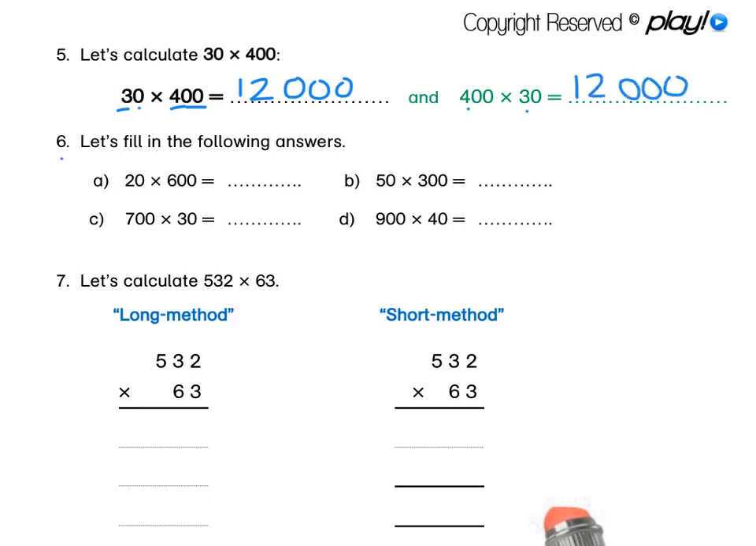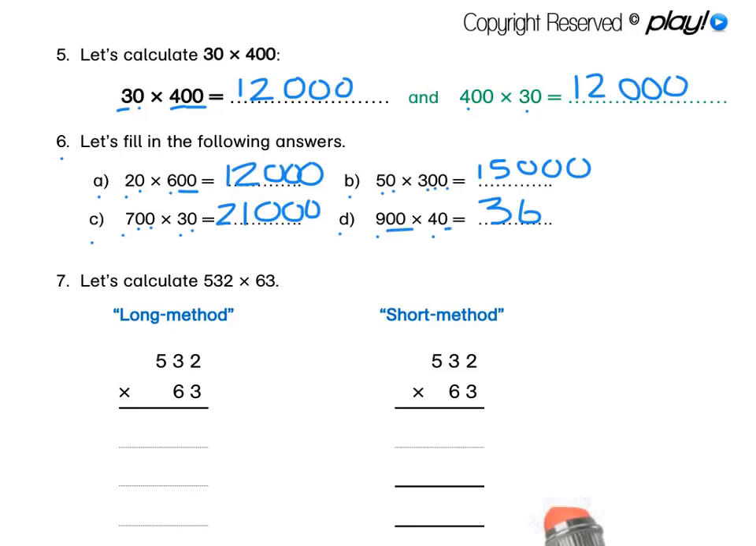Let's look at 6. For A, 2 times 6 is also 12. Times 10 times 100 means times by 1,000. For B, 5 times 3 is 15. We're going to times by 1,000. C, 7 times 3 is 21. Times by 100 and then by 10, so we get 21,000. For D, 9 times 4 is 36, times by 1,000, so we have 36,000.